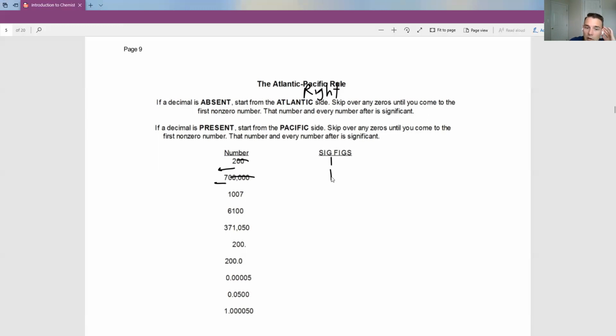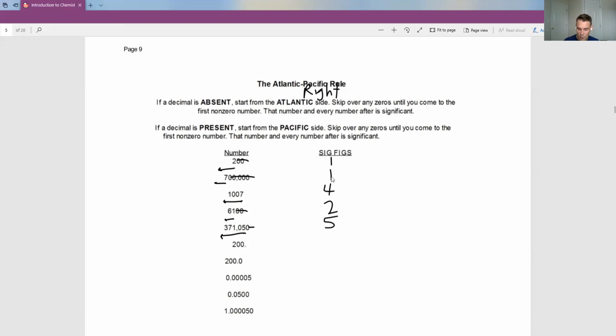No decimal here. Start at the right hand, no zeros. That's my first whole number. That number and every number after it is significant, so this one gives me 4. 6,100. Start on the right side, skip over any zero until you get to your first whole number. That number and every number after it is significant, which gives me 2. 371,050. Start again from the right side, skip over any zero until you get to your first whole number. That number and every number after it will be significant, which will give me 5. Pretty simple.